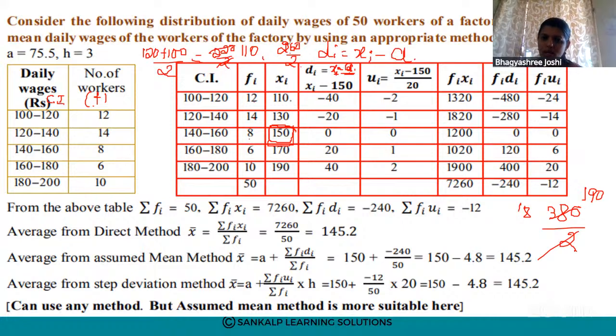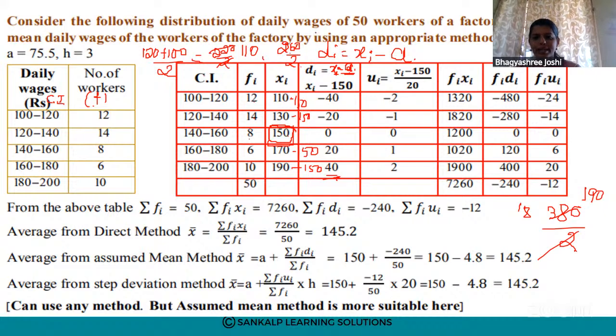So, 110 minus 150 is minus 40. 130 minus 150 is minus 20. 150 minus 150 is 0. 170 minus 150 is 20. 190 minus 150 is 40. Okay, so this is about the di.